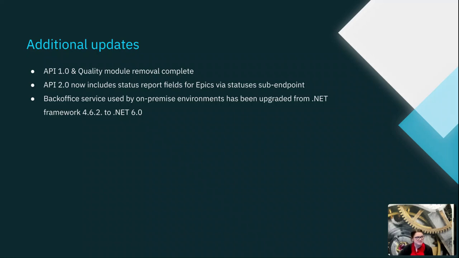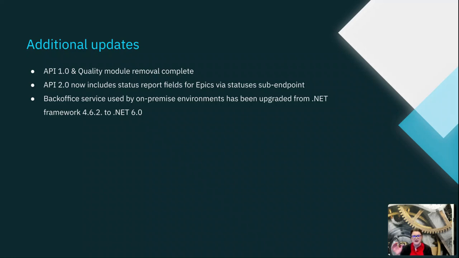In this release, there is an update to the API 2.0. It now includes the status report fields for epics with the statuses in sub-endpoint. And as previously announced, the back office service used for on-premise environments for Jira Align has been upgraded from the .NET Framework 4.6.2 to .NET 6.0. This provides improvements to the infrastructure and patching abilities while resulting in some changes to installation and upgrade procedures.